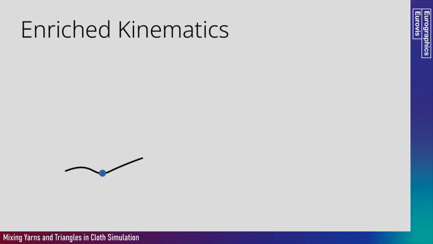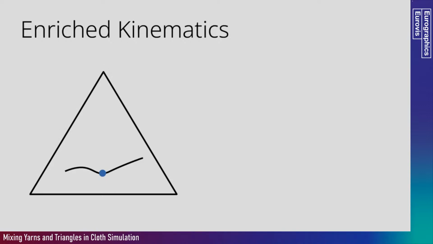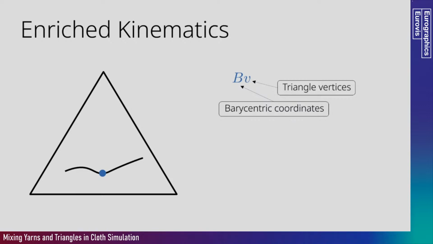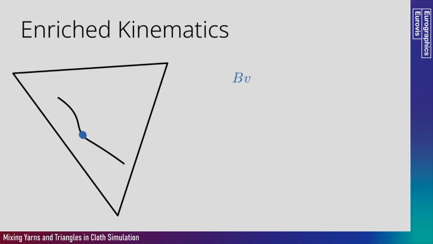Let's take a node in a yarn and its embedding triangle. We compute the barycentric coordinates of the yarn node with respect to the triangle. When the triangle moves, we track the position of the yarn node inside the triangle using the barycentric coordinates. We call this yarn node position the base position.